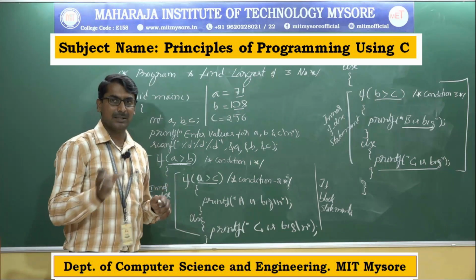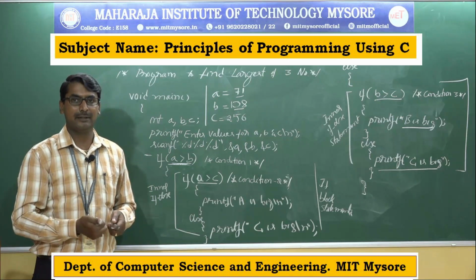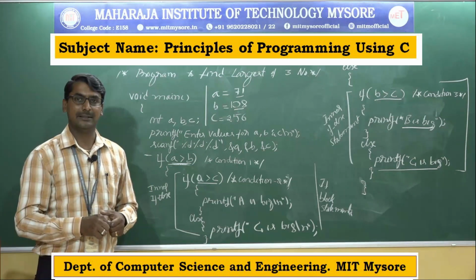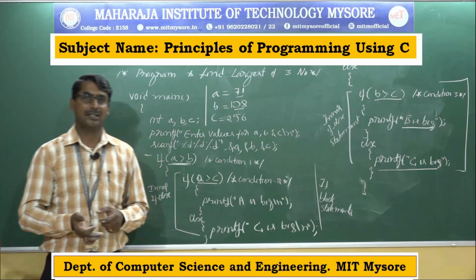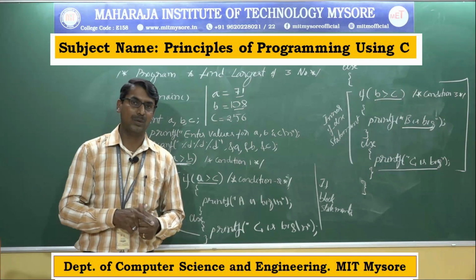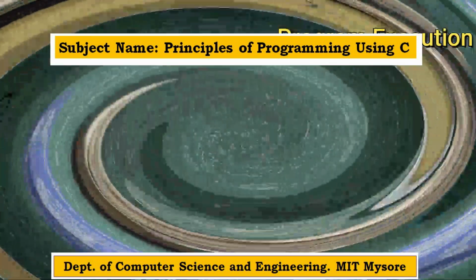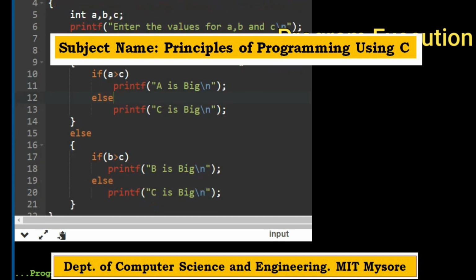So the concept is very simple. Here one if-else statement is present within another if or else statement, which is called a nested if-else statement. Nested if-else is used when we are checking more than one condition to execute one statement. Just now I explained the concept of nested if statement. Nested if means one if-else statement is present within another if-else statement. Here is the example program, find largest of three numbers.